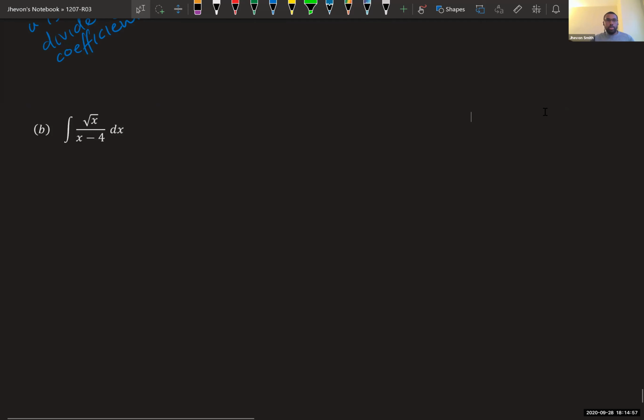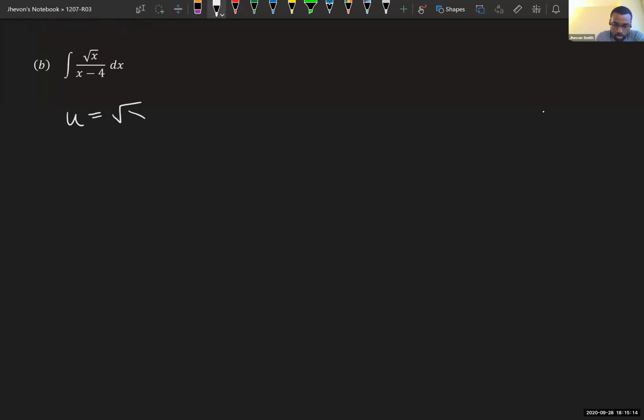Okay, B. So for this one, I wasn't really sure, but I thought that I could do a u substitution. What's your u? I think radical x. So you could do that. I mean, there are nicer ways to do this as well. What you could also do here is just square both sides. It'll make it easier to see how things plug in. Differentiate.